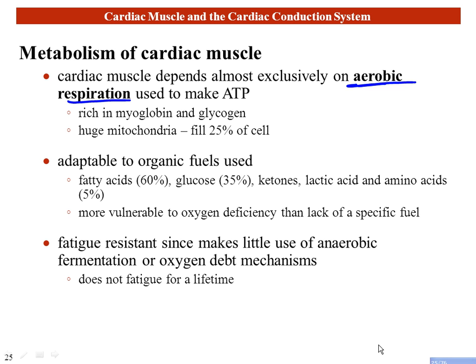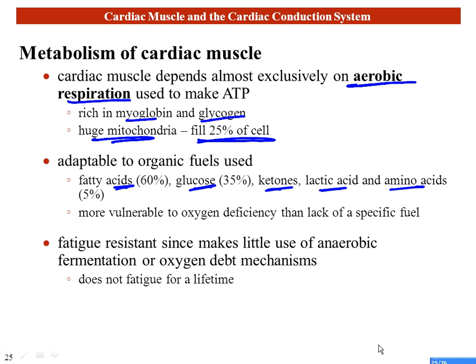Now, what allows cardiac muscle to depend on aerobic respiration? First of all, they have a lot of myoglobin, they have a lot of glycogen, there are huge mitochondria found within cardiocytes. In fact, 25% of the volume of a cardiocyte is from the mitochondria. And cardiocytes are very flexible in terms of what they use as a fuel source. 60% of their energy comes from fatty acid metabolism, 30% from glucose, but also the heart is able to derive energy from ketone bodies, from lactic acid, and from amino acids.